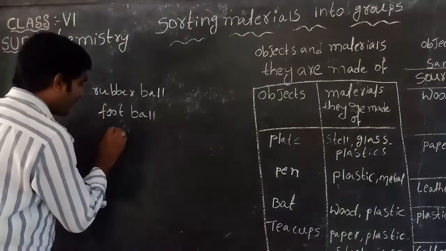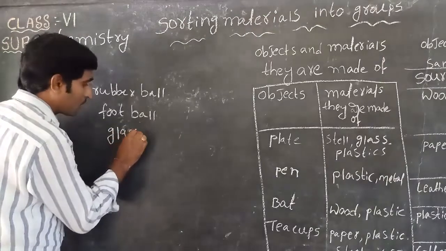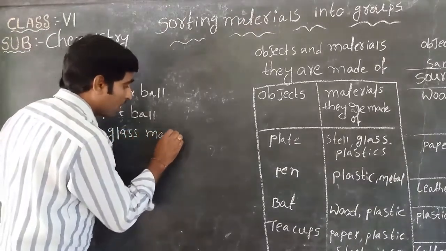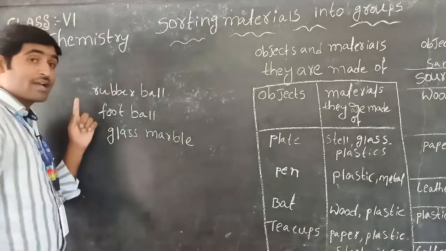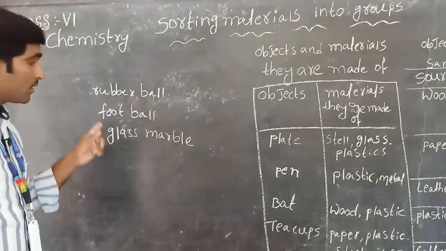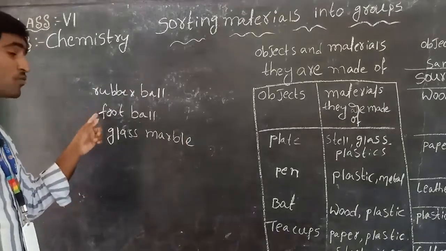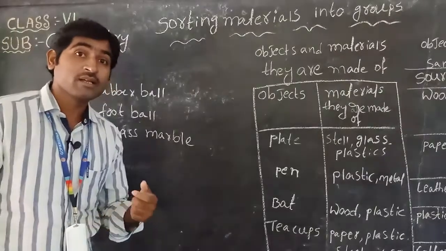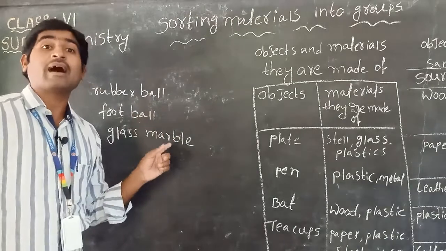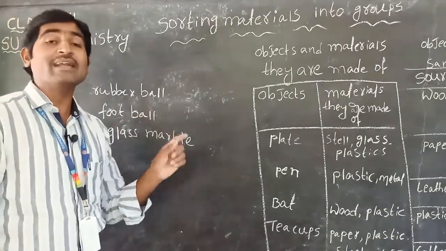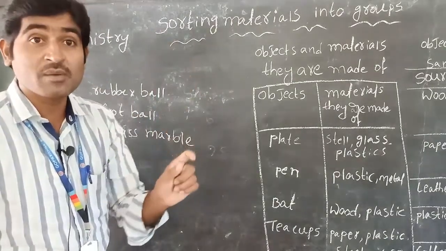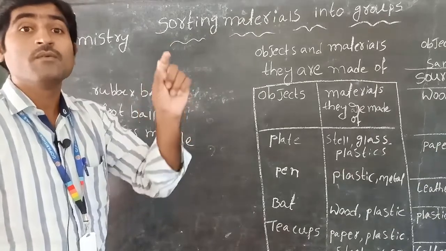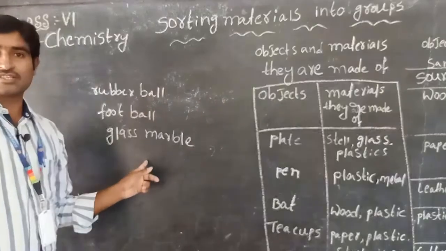Here is some more examples. A glass marble also has a rounded shape. So we are writing one list. In the list, we wrote some things. On what basis is this list made? Based upon the objects which are present in a rounded shape. Based upon the shape, we are writing one list.